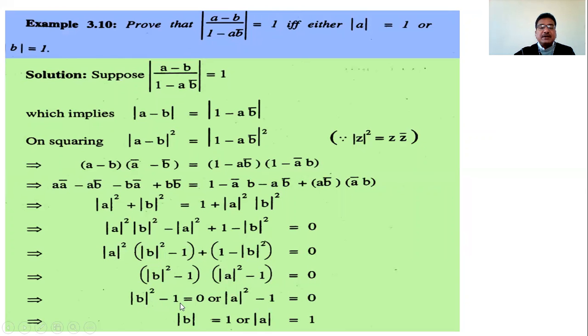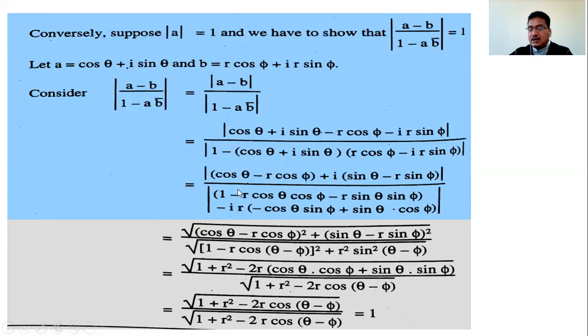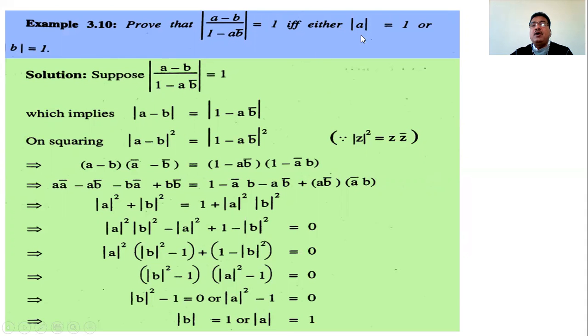That is, this is equal to 0 or this is equal to 0. And mod B square minus 1 is 0 means mod B square is 1, means mod B is 1, and mod A square minus 1 is 0 means mod A square is 1, that is mod A is 1. That is, we have either mod A is 1 or mod B is 1. We have this, okay.